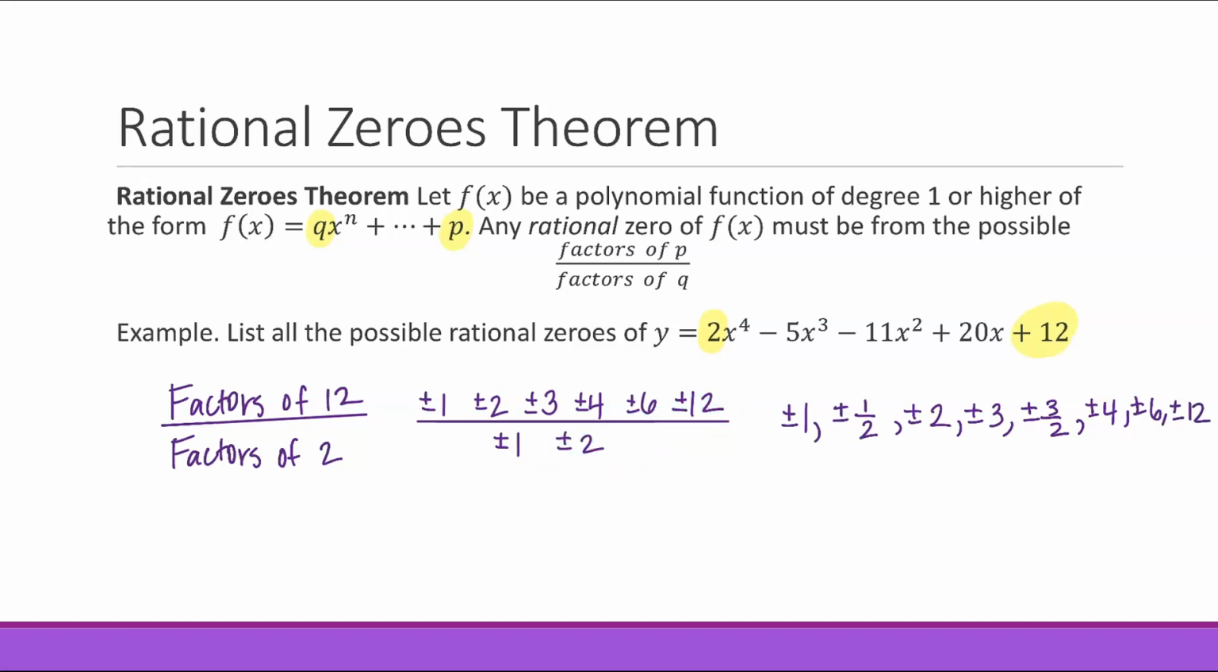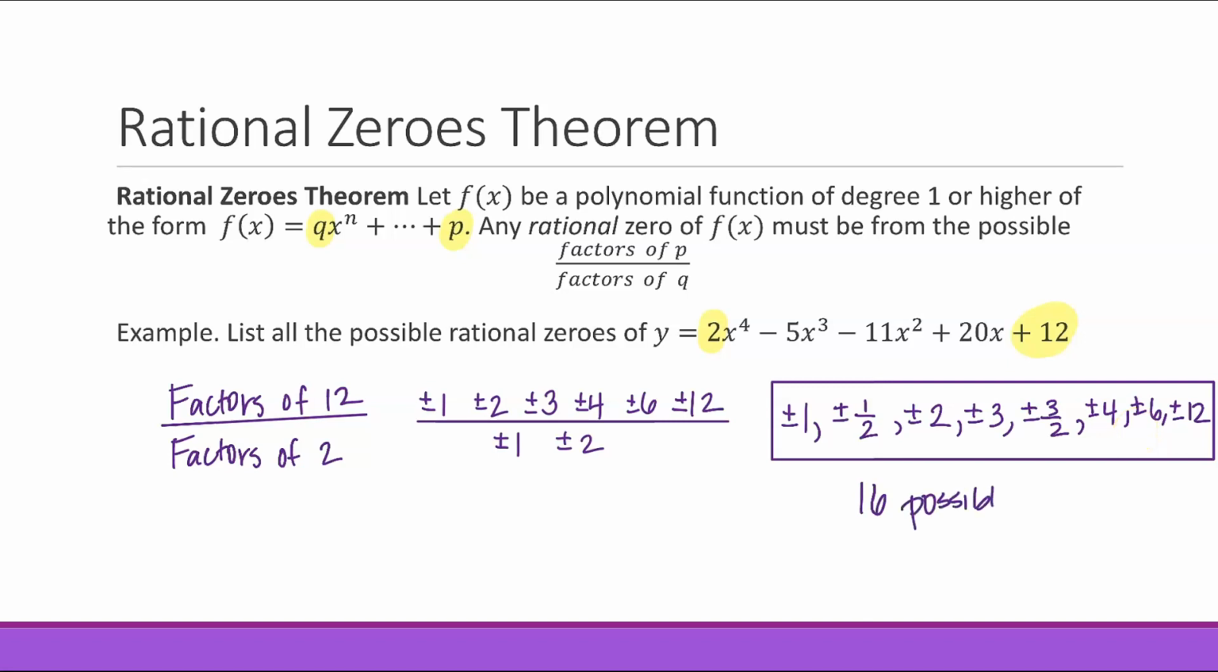So you have to think about all of those combinations, all of the factors of 12 divided by all the factors of 2, and all the ways we can break these down. So this over here is my list. These are all of my possible rational zeros. So how many numbers are here? So we have 1, 2, 3, 4, 5, 6, 7, 8, but there's plus or minus of all of them, so there's 16 possible rational zeros. And sometimes you might see the abbreviation PRZ. So there's 16 possible rational zeros for this particular polynomial.